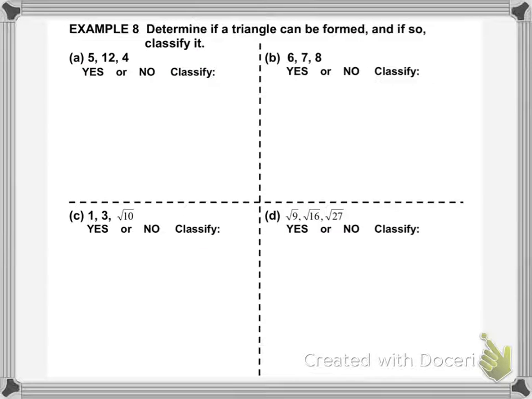In these examples, the first thing we need to do is determine if a triangle can even be formed. We're going to do so by adding the two smaller sides and making sure that it's greater than the third side. So a plus b is greater than c. If it can form a triangle, then we're going to go a step further and classify it by comparing c squared to the sum of a squared plus b squared. The first thing we need to do is assign a, b, and c to our three possible side lengths. So remember, c is the long side, so for A, 12 is going to be c, and then the 4 and the 5 can be your a and b.